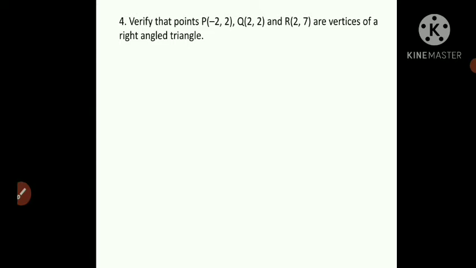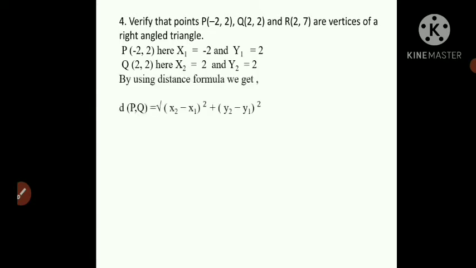So first we will take PQ. So P is (-2, 2), that is x1 is -2 and y1 is 2, and Q is (2, 2). So here x2 is 2 and y2 is again 2. So by using distance formula, we know distance of PQ will be under root x2 minus x1 the whole square plus y2 minus y1 the whole square.